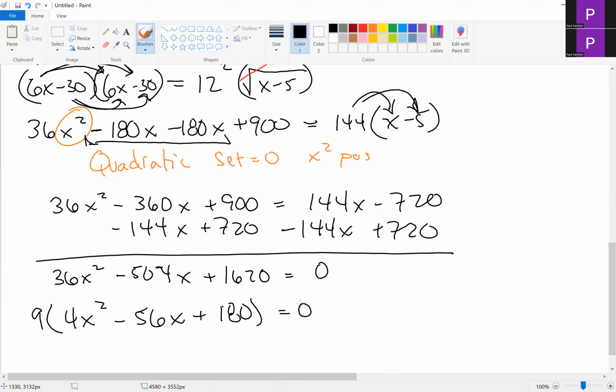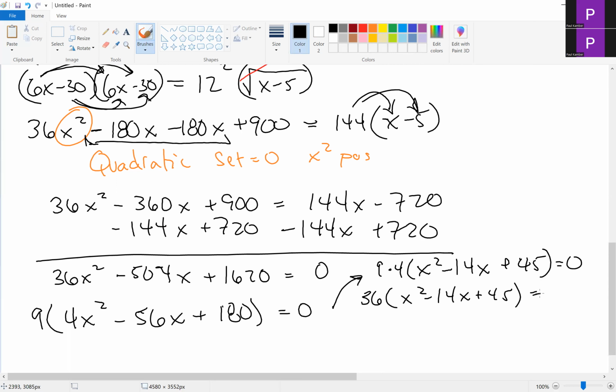Well, it turns out that it was divisible by 36 because we can take out the 4. There's also a 4 we can take out. So let's take it out up here. So it's going to be 9 times 4. And then what's left over is x squared. And then 56 divided by 4 is going to be 14. So it'll be minus 14x plus, and then 180 divided by 4 is going to be 45 equals 0. So that's going to be 36 times x squared minus 14x plus 45 equals 0.